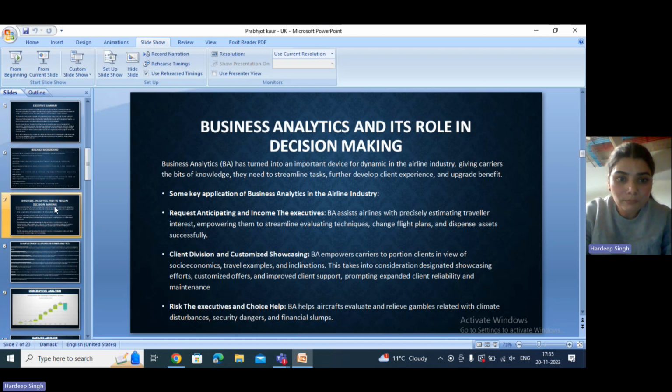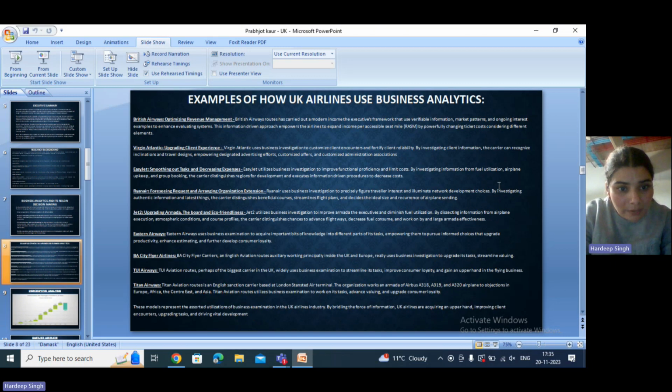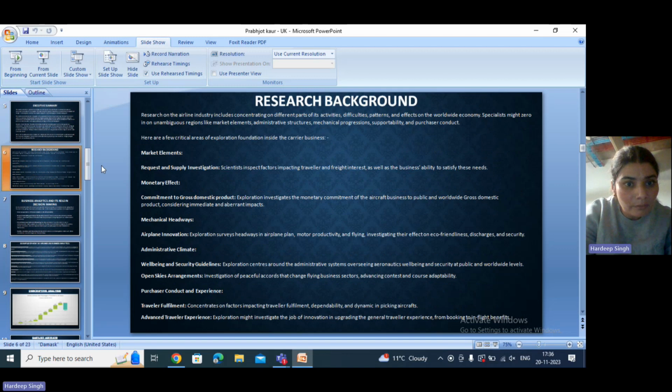Risk management also helps. It also helps with weather, well-being and security guidelines, exploring centers, and all that.